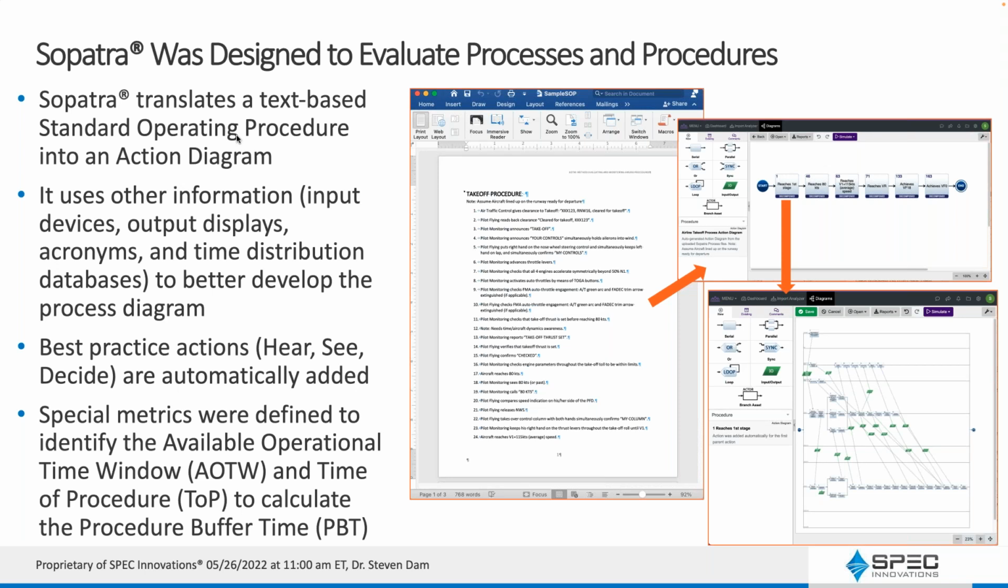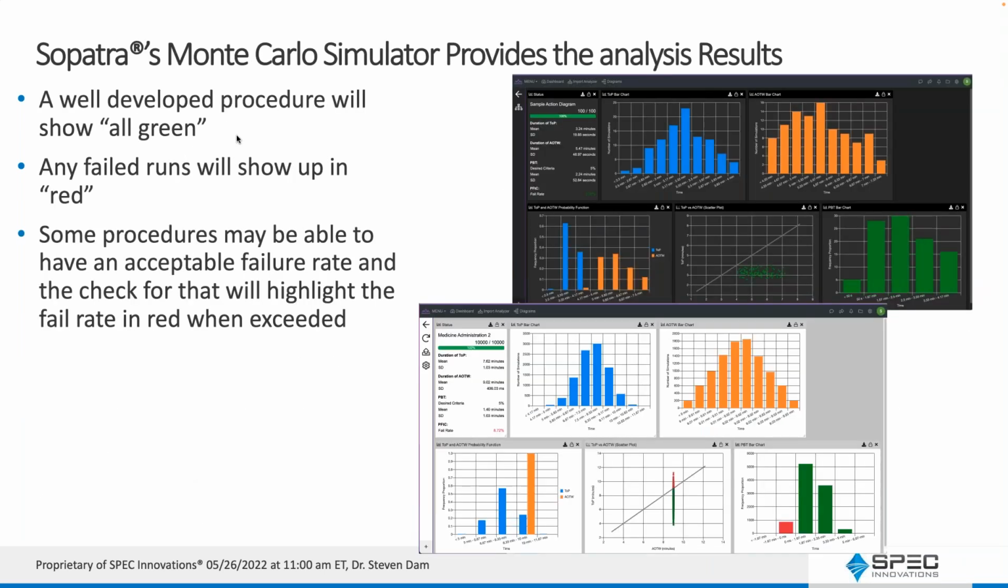Now, we had to instrument our Monte Carlo simulation to take advantage of those metrics. We capture those for you internally, and then we report those in the simulation. The Monte Carlo simulator gives you the analysis of the results, and you can see where you've got green. If you've got an all green situation, then you're really in good shape, right? Your procedure buffer times are all positive, not negative. But if you see in this lower case, I've seen some red cropping in here.